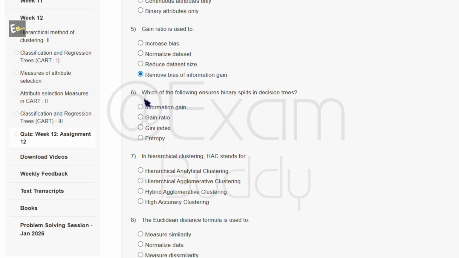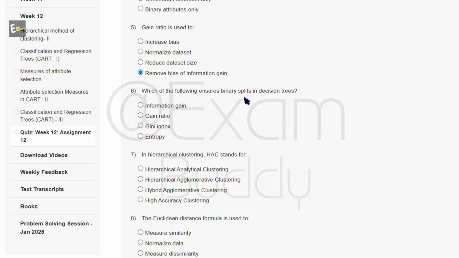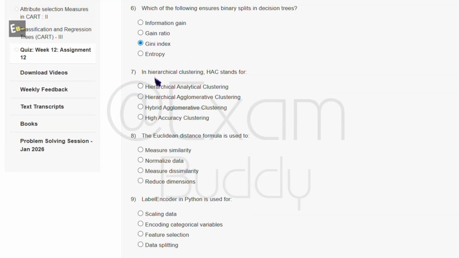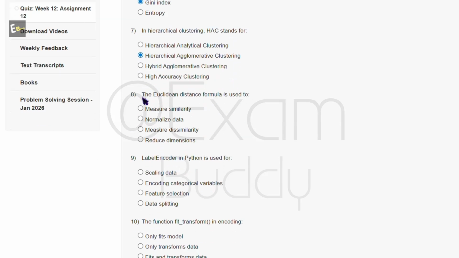Question number 6, which of the following ensures binary splits in decision tree, and the answer is option C. Question number 7, in hierarchical clustering HAC stands for, and the answer is option B. Question number 8, the Euclidean distance formula is used, and the answer is option C.